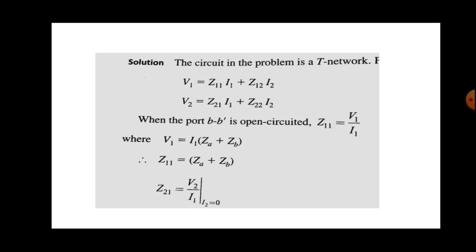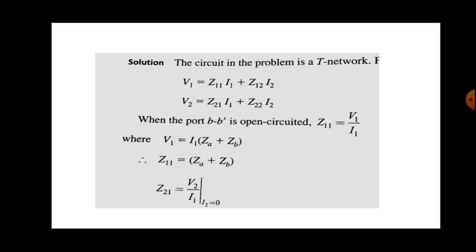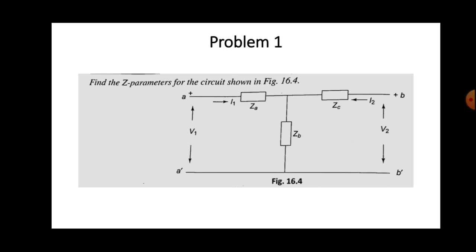So first we go to the circuit. Here I2 equal to 0, which means that this part of the circuit will not be there, and only this circuit remains. The current I1 flows in this manner. In order to find Z11, we want to find V1 and I1, so we have to find the equation for V1 and substitute it in this equation. The current flows in this manner, and this part of the circuit is not there since I2 equal to 0. So what is the value of V1?